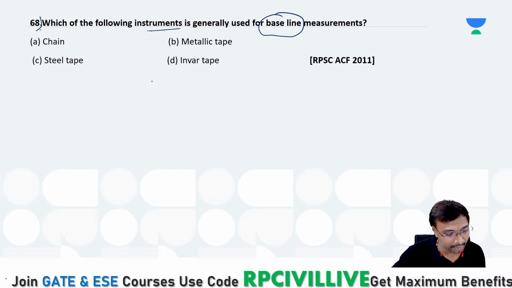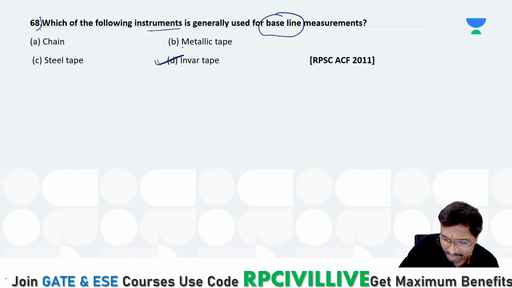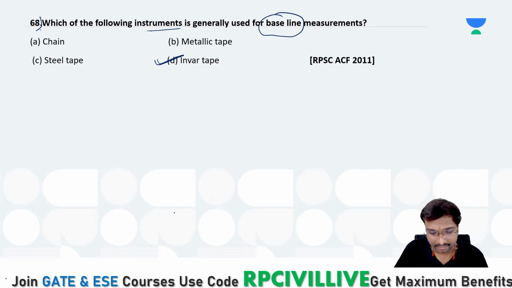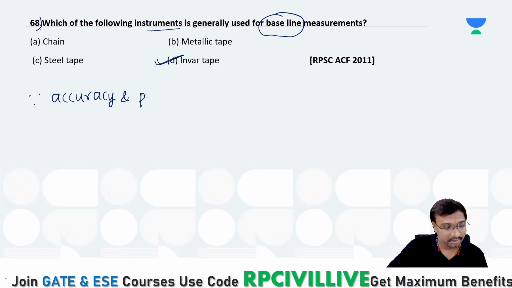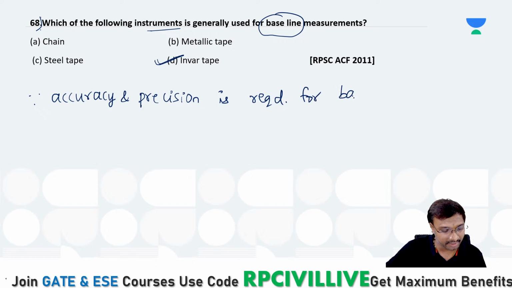Which of the following instruments is generally used for baseline measurement? You can say it is invar tape. Why are we using this invar tape? What is the reason? Tell me, everyone. Since accuracy and precision is required for baseline, right? Required for this baseline.